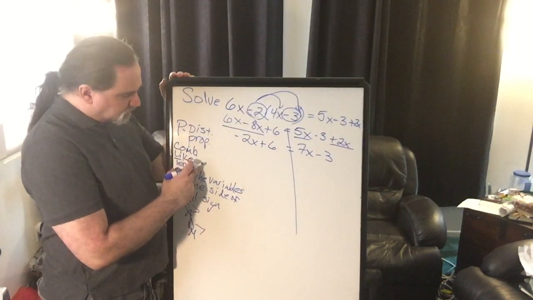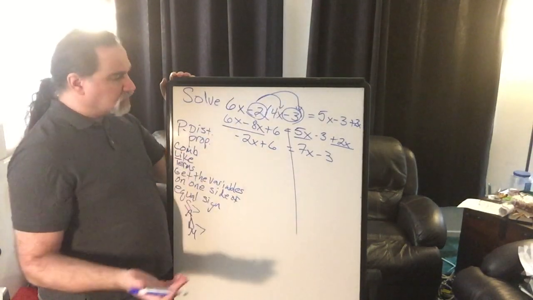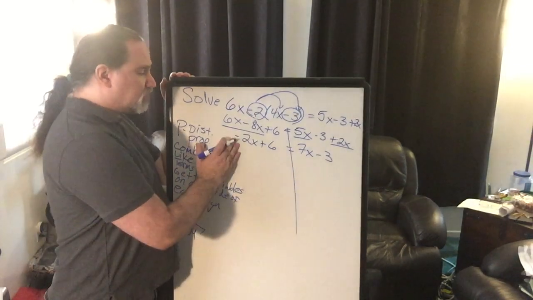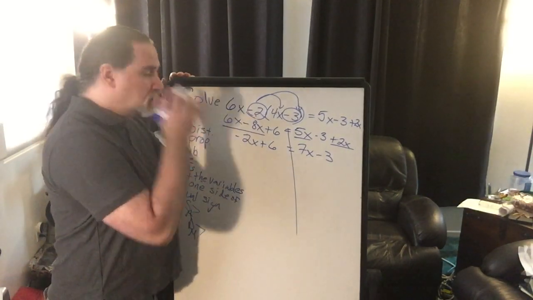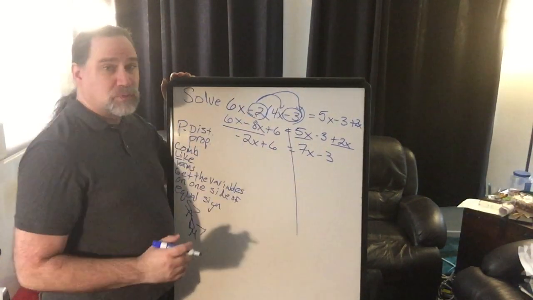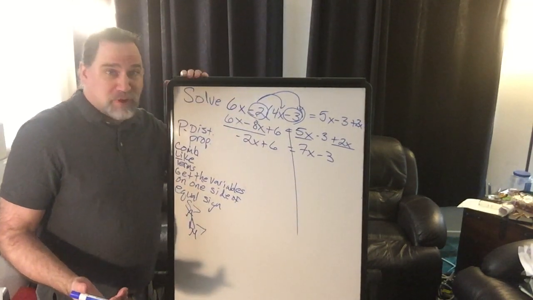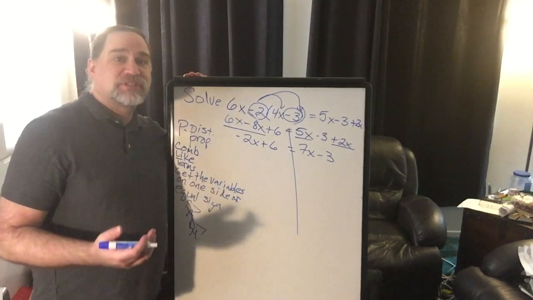I did the combine like terms. I did it twice. Now I want to get the variables on one side. Now I have that problem again. Now this time I actually have to make a decision. I can get rid of the smaller one, the -2, or I can get rid of the one on the right. Okay? There's no wrong way to do this. It's a preference. Okay? Each has its values.